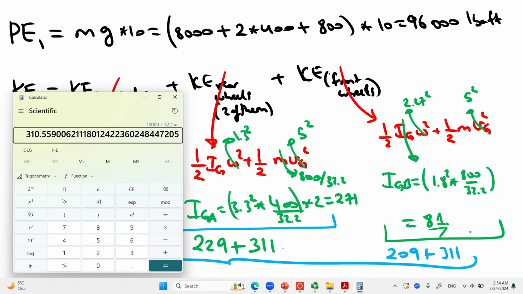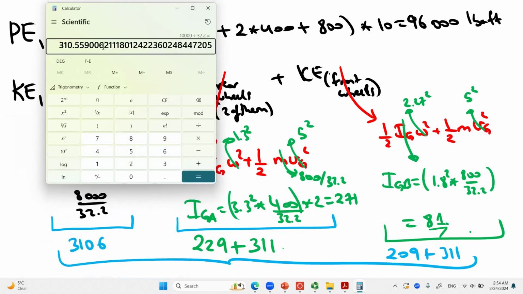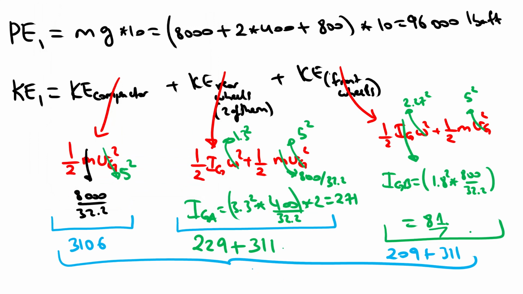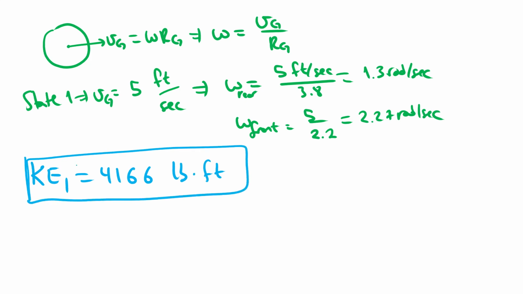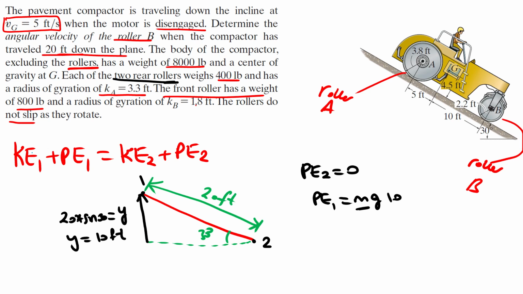So that will be 3106 plus 229 plus 311 plus 209 plus 311. That makes 4166. So the kinetic energy at 1 will be 4166 lbf·ft. So we just found the kinetic energy 1.